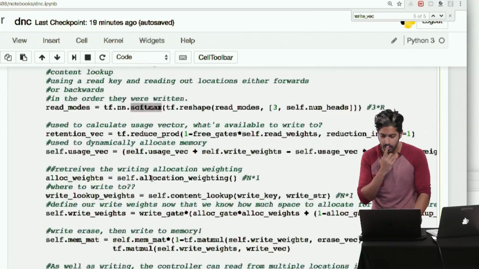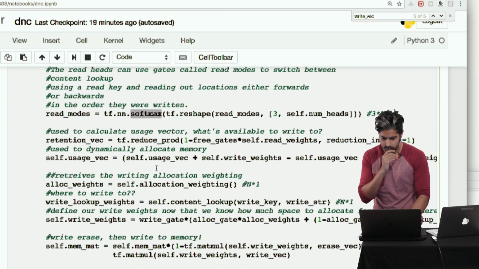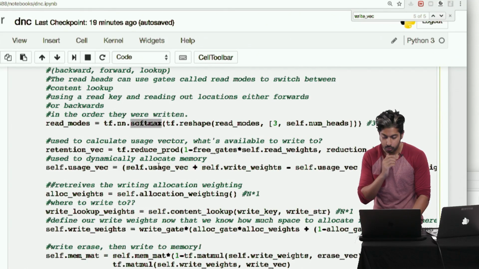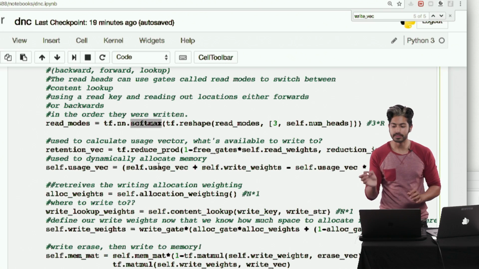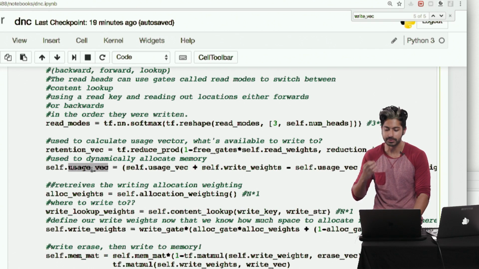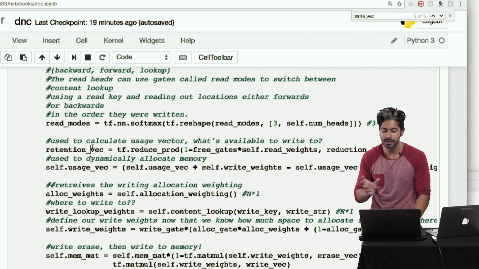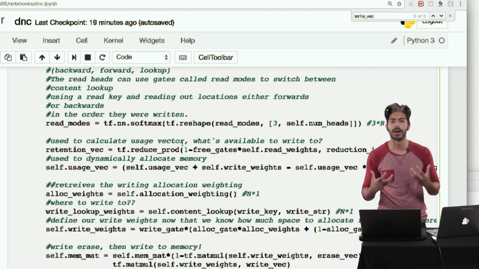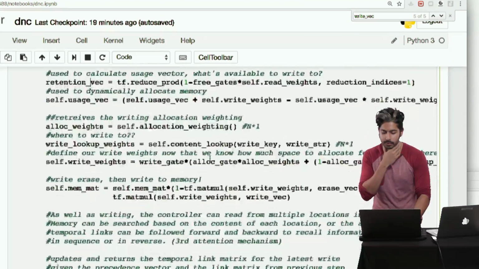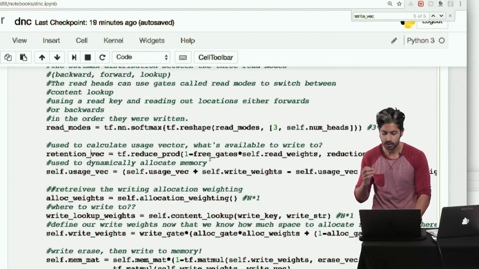And so we've defined that, and now, when I said we were going to dynamically allocate memory, this is what I mean. The usage vector is what's going to help us dynamically allocate memory. So we have a retention vector, which is just a helper vector for the usage vector. The retention vector is used to calculate the usage vector, and it's asking us what's available to write to. Okay, what is available to write to? So then we can write to it.